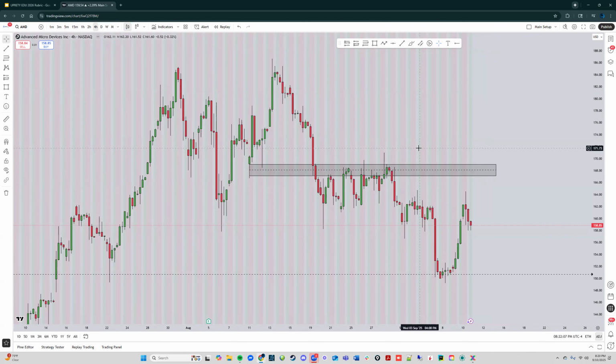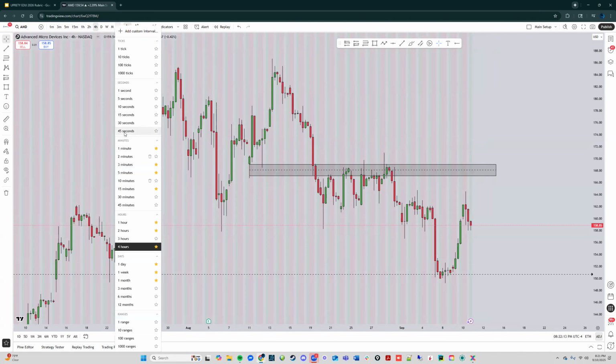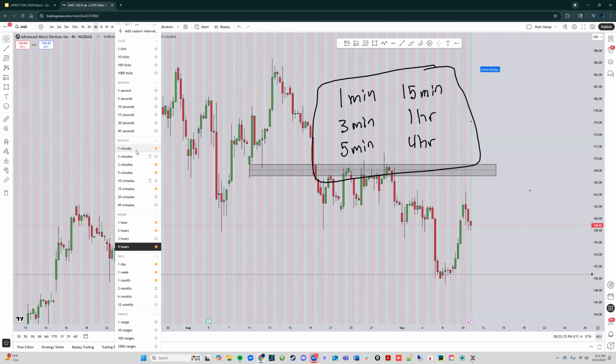The main time frames you want to use, if you use TradingView, you can hit this button right up here. You can come down and you want to star the 1 minute, the 3 minute, the 5 minute, the 15 minute, the 1 hour, the 4 hour. These are going to be your staple time frames whenever you trade options, stocks, whatever you trade. Most of you will be using the 5 minute and the 15 minute more than anything, and you will also add that with the 4 hour.